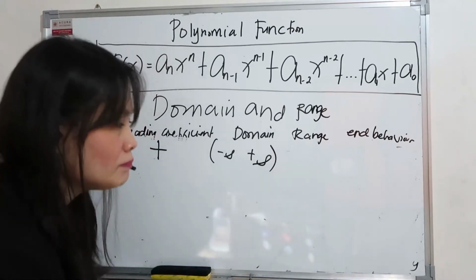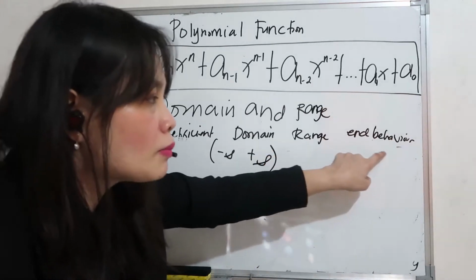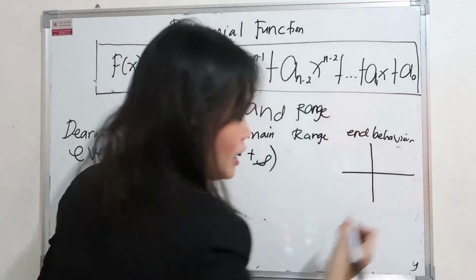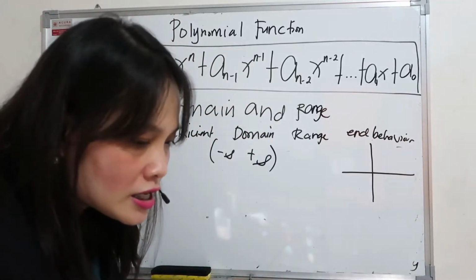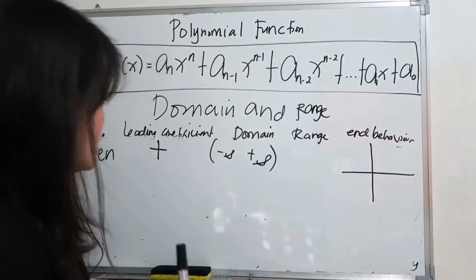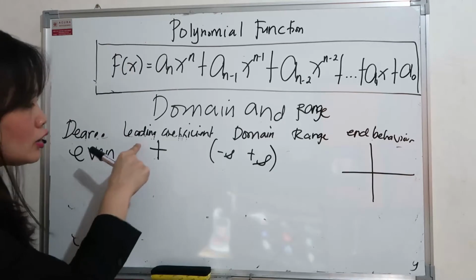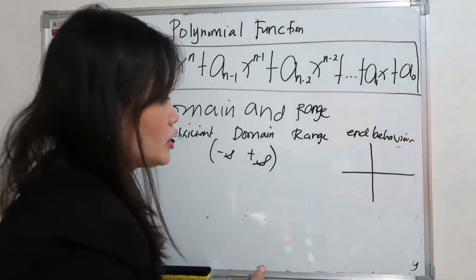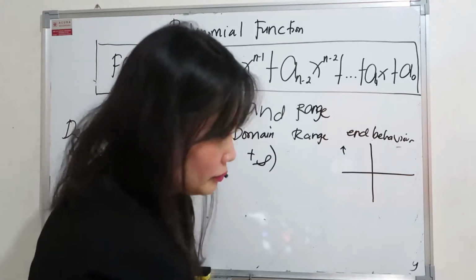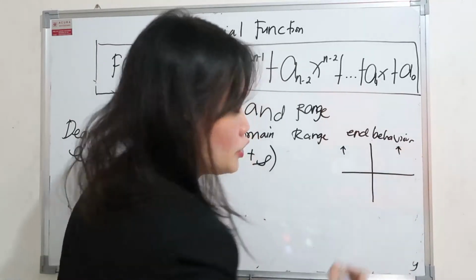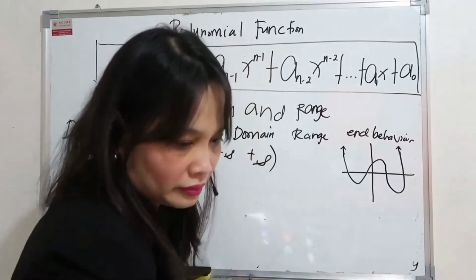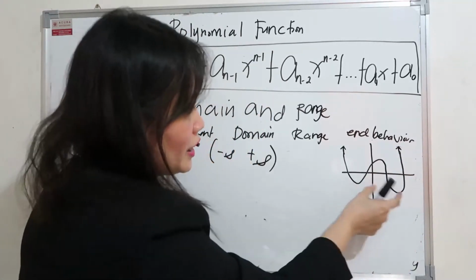This time, to determine the range, we need to come up with the end behavior. So what is the starting and ending point of the graph if the degree is even and the leading coefficient is positive? It starts with the second quadrant and it ends in the first quadrant. So the graph is like this.